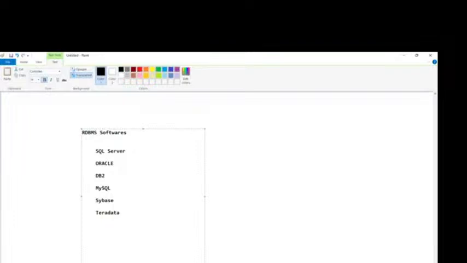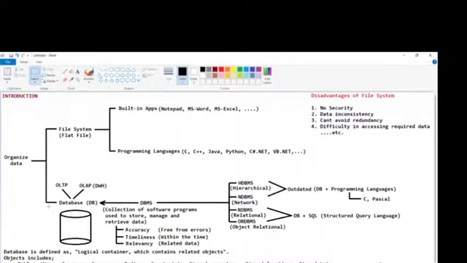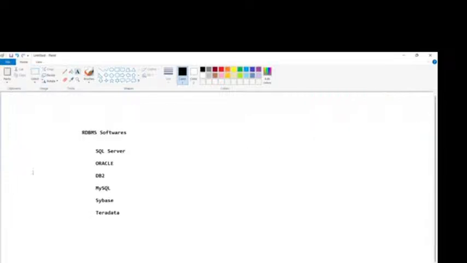Yes. All these are database softwares. SQL Server is a Microsoft product, Oracle is Oracle Corporation's product, DB2 is IBM's product, MySQL is a product of Sun Microsystems, Sybase is a product of Sybase International, Teradata is a product of the Teradata company. All are going to manage databases. Copy this, paste, dump here. Yes, this is database.